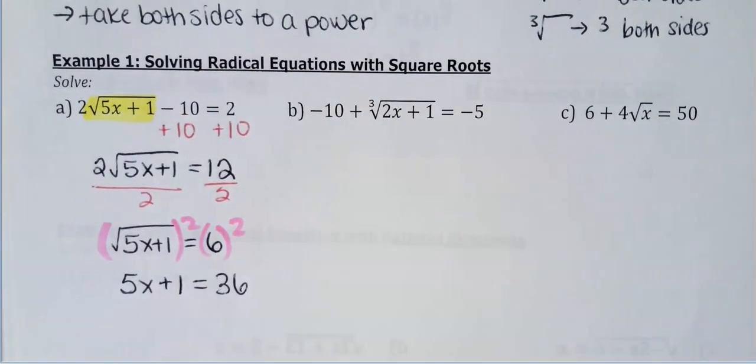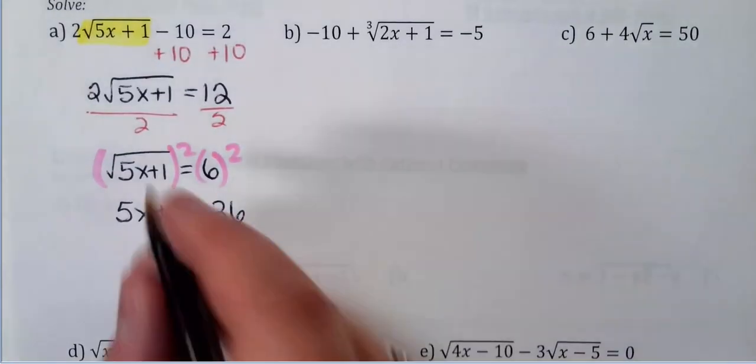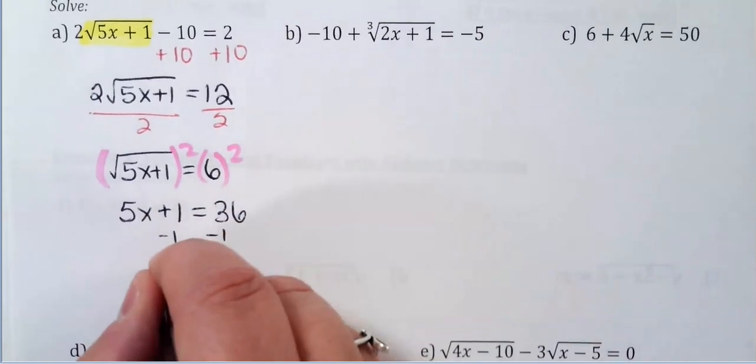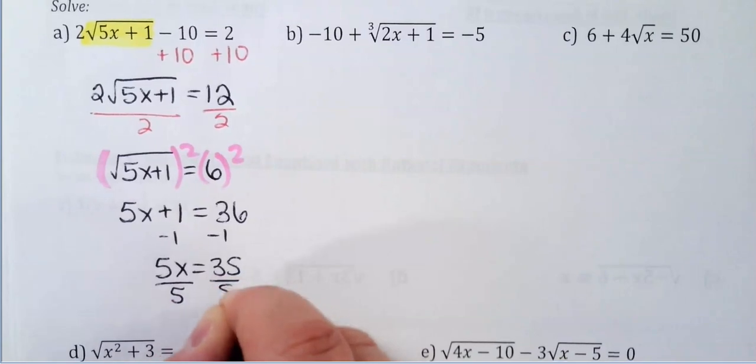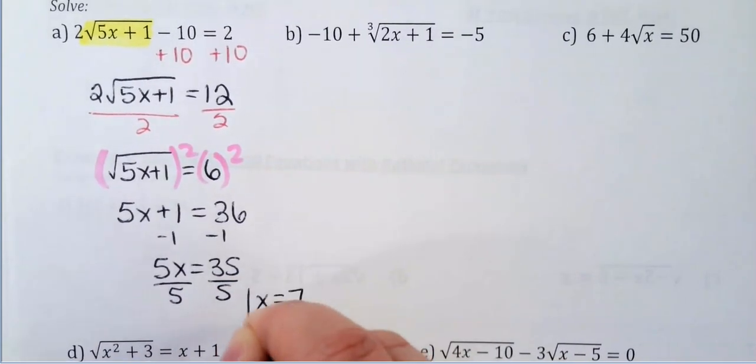And then from there, this is just a couple steps for your equation. We're just going to subtract 1 and divide by 5. If I subtract 1, I get 5x is equal to 35. Divide by 5. Bless you, and be done.